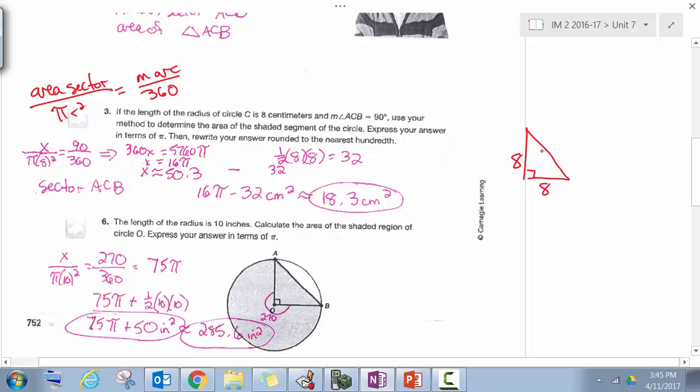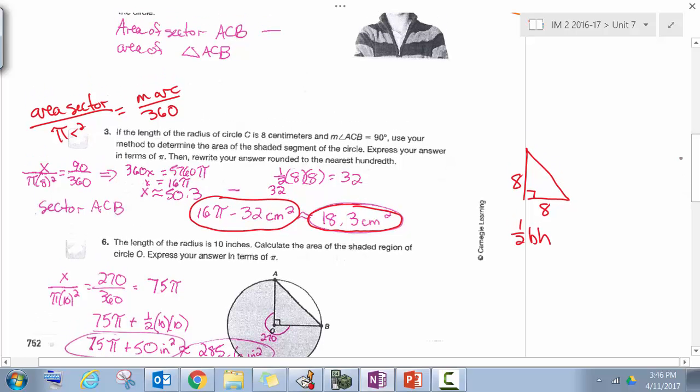Find the area of the triangle. It's just 1/2 base times height, which is 1/2 times 8 times 8, because the base and the height are the same thing, they're the radii. So 1/2 of 8 times 8 is 32. So 16 pi minus 32 centimeters squared, or if we rounded, 18.3 centimeters squared. So again, we found the area of the sector using what we were doing earlier this week. Then we subtracted off the area of a triangle, which is 1/2 base times height.